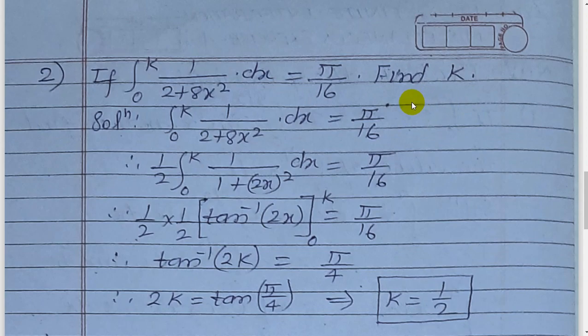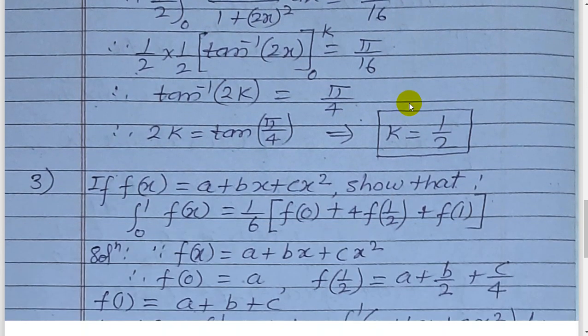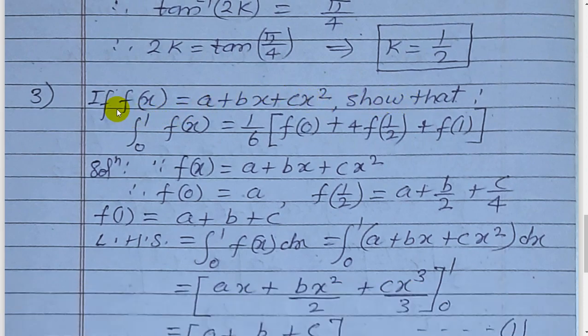This one is also an important question, but very small. Now see question number 3, which is very important again. If f of x equals a plus bx plus cx square, show that the integral from 0 to 1 of f of x equals 1 upon 6 multiplied by f of 0 plus 4 f of half plus f of 1. Here a, b, c are constants. Now we have to find the values of f of 0, f of half, f of 1 and then verify from LHS to RHS. Now see the solution.